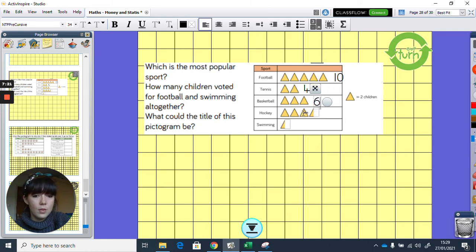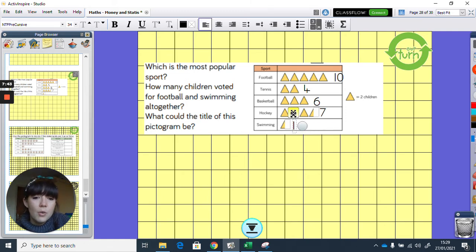Hockey, 2, 4, 6, 7. Because remember, half a triangle will be a 1, because a full triangle is a 2. And swimming, only half a person. I keep saying that. Half a triangle likes swimming best. Okay, that doesn't mean half a person. It means 1 person, because a full triangle is 2 people.